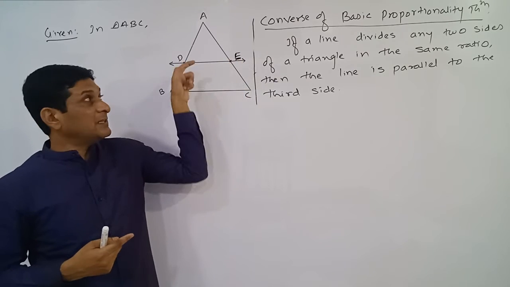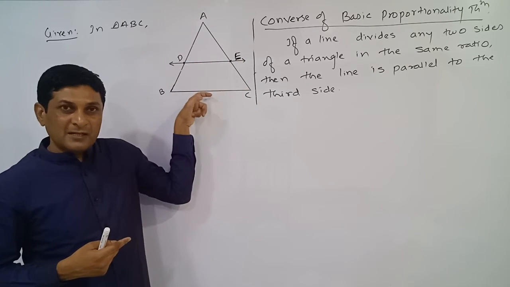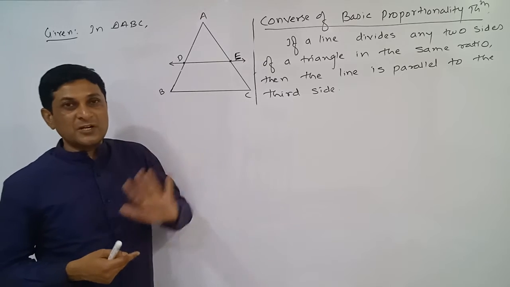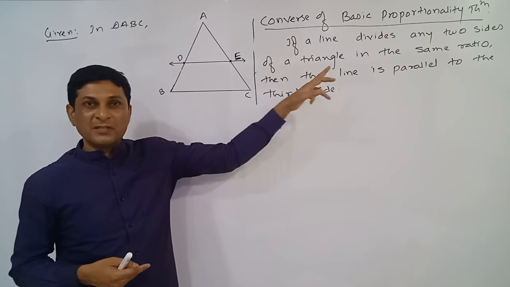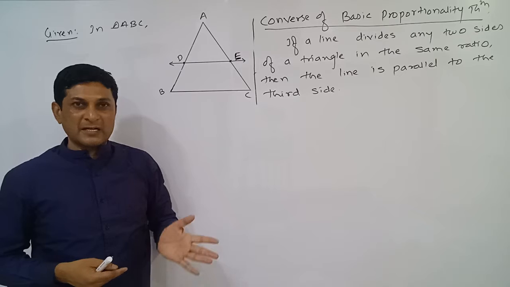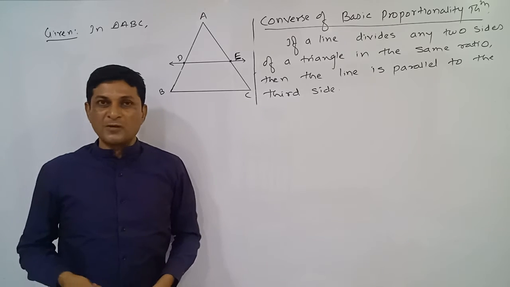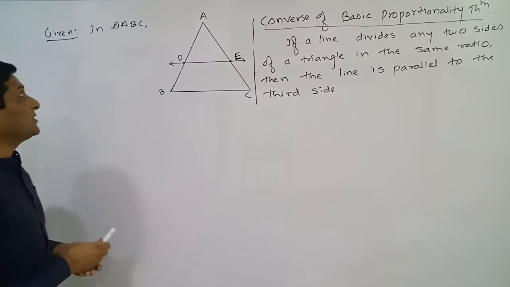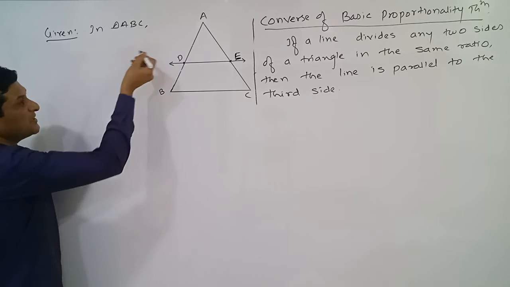Now here in the BPT, the line is parallel, and then we have shown that the ratios are equal. In this case, the ratios are equal, and we have to prove that the line is parallel. So that's why it is called the converse of BPT. So first write down the given condition in this triangle ABC.